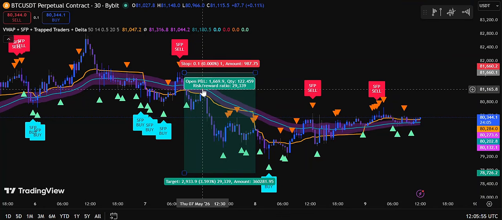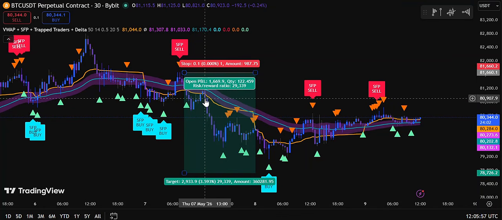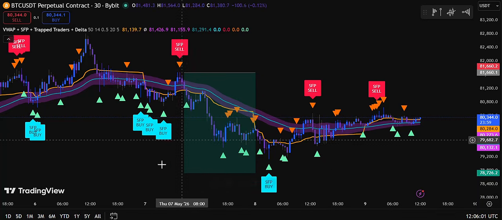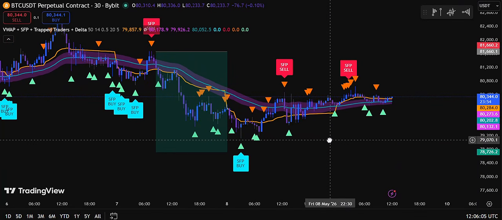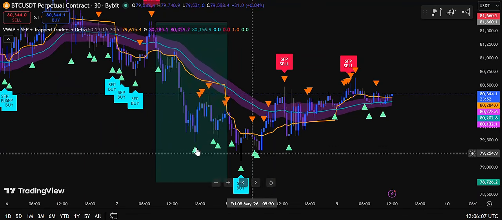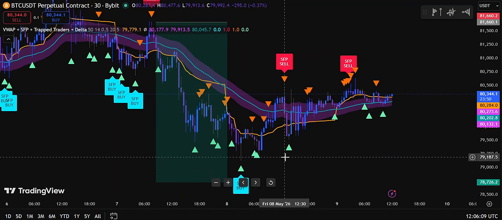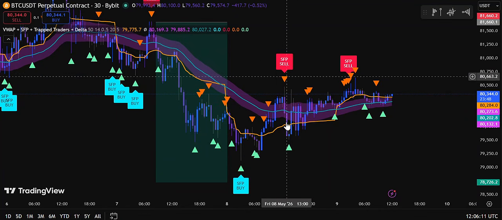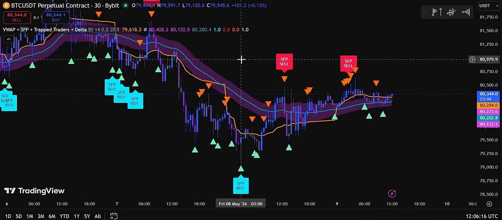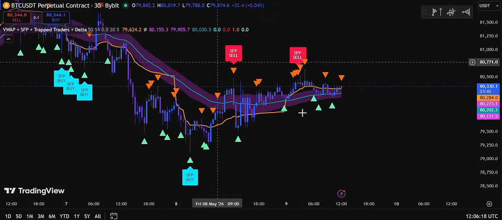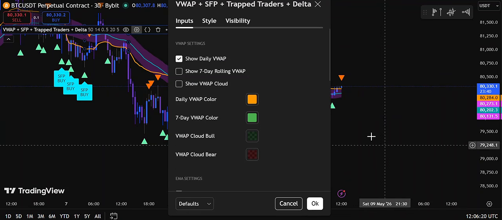These buy signals here that are in green are realistically for position trading. So you can enter different positions here long into the next SFP. Very easy indicator to use, very reliable, very profitable. So if you want this indicator, one thing else I want to show you is, let's get these on, 7-day rolling VWAPs and delta estimated.